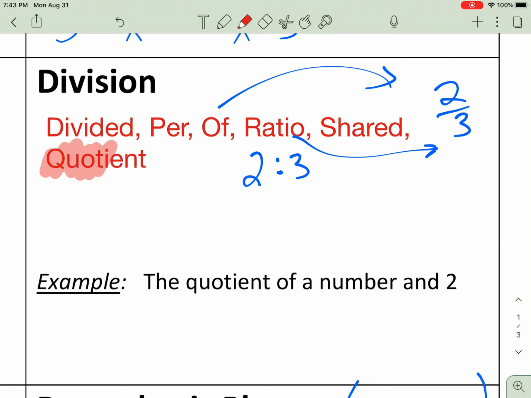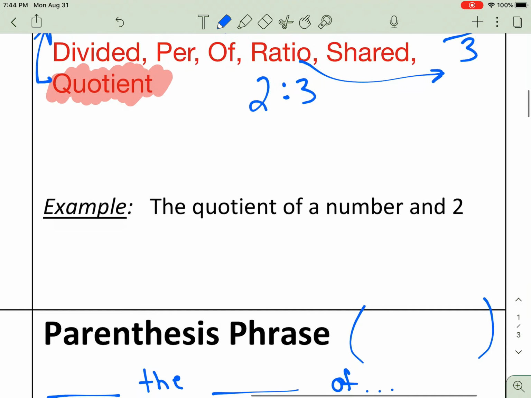So quotient is the answer of a division problem. Okay, so if I said 6 divided by 3, what's the quotient? The quotient would be 2. Okay, so same thing here.